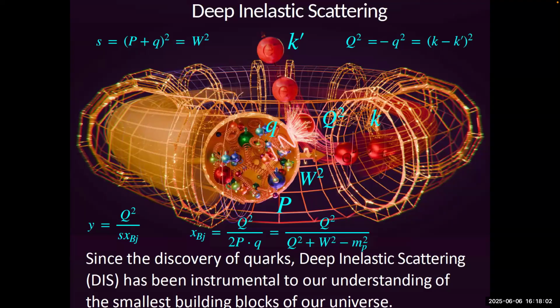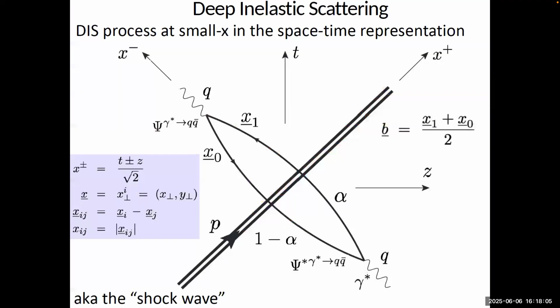And now let's put this picture on paper. The typical way we draw it is in light-cone coordinates. We say that the electron is split into a virtual photon, which then fluctuates into a quark and antiquark pair. That we call a dipole, and the proton is moving in the x plus direction. So we see that the proton interacts with this dipole.